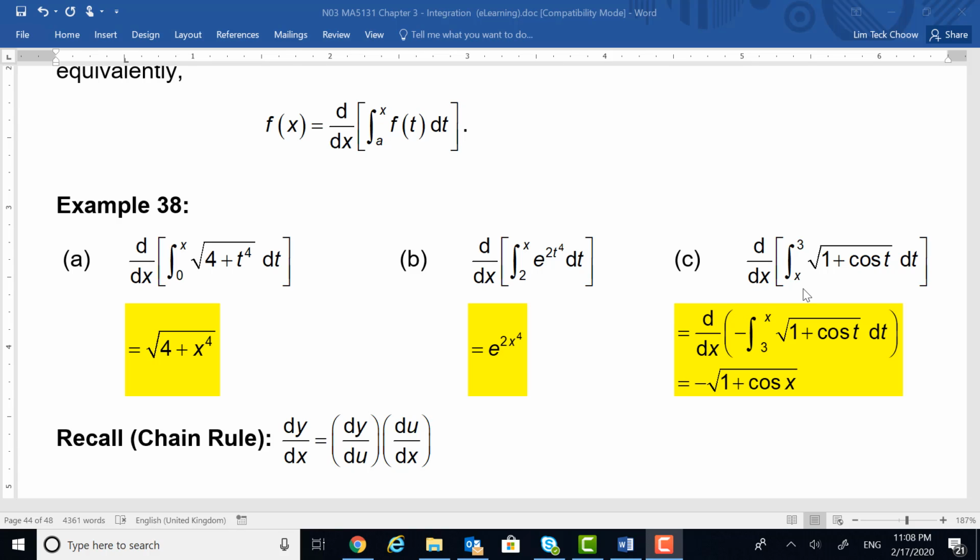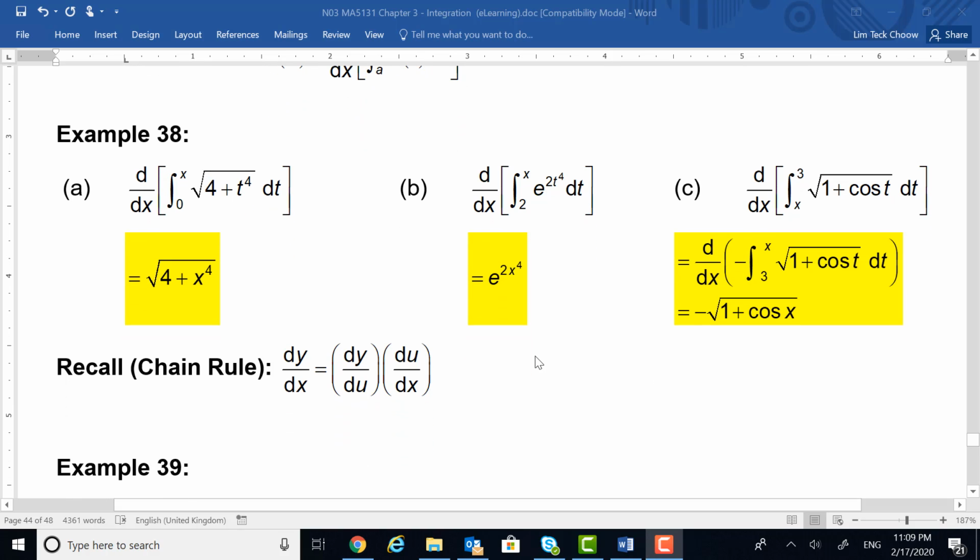In the third example, you notice that x is actually on the lower limit. And to use the theorem, x must be an upper limit. But we know that we can turn the limits the other way around by introducing a minus. So using the result of the theorem, differentiating this, you can see it's f(x) again. Of course, the minus flows through here.